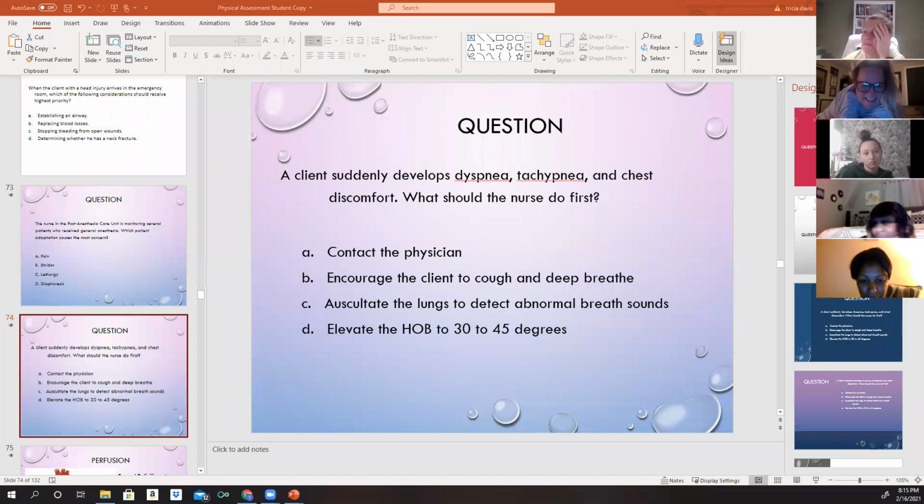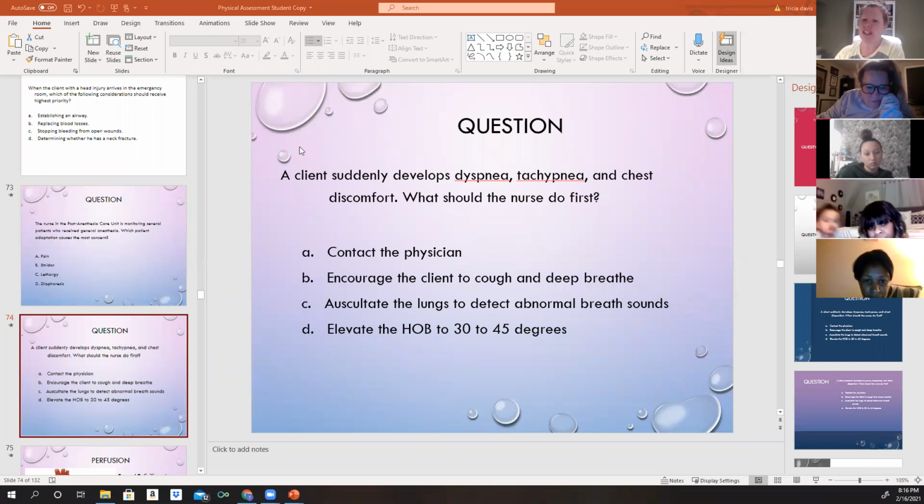All right, a client suddenly develops dyspnea, tachypnea, and chest discomfort. What should the nurse do first? You just come in the room, your patient's short of breath, their breathing is 24, and they're having some chest discomfort. What do you think is causing this? A heart attack, maybe. Very good. Exactly. That's what I would think.